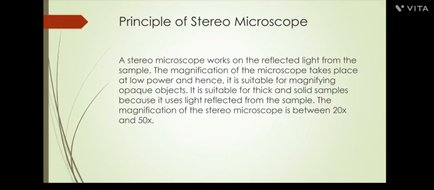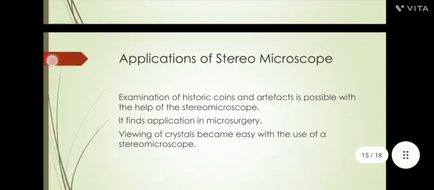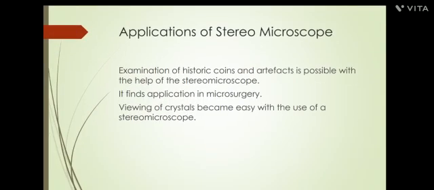Principle of stereo microscope. A stereo microscope works on the reflected light from the sample. The magnification of the microscope takes place at low power and hence it is suitable for magnifying opaque objects. It is suitable for thick and solid samples because it uses light reflected from the sample. The magnification of the stereo microscope is between 20x and 50x.